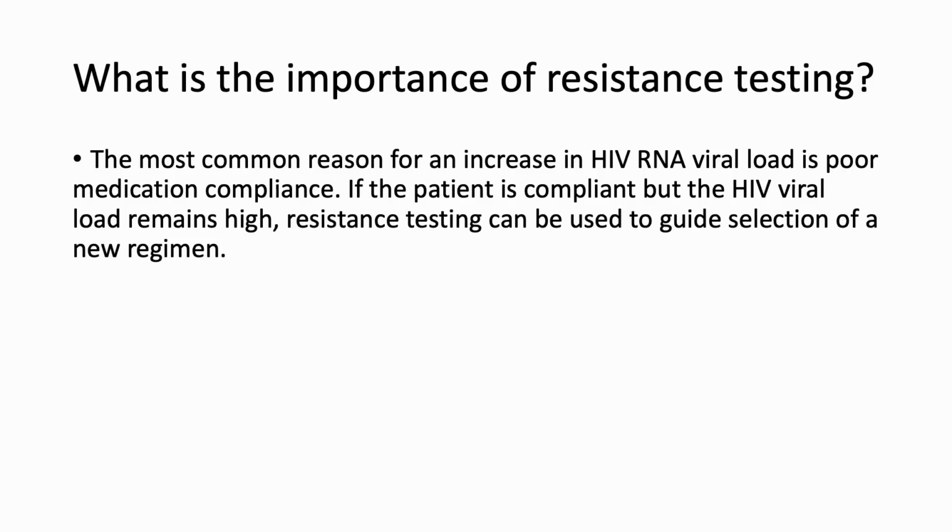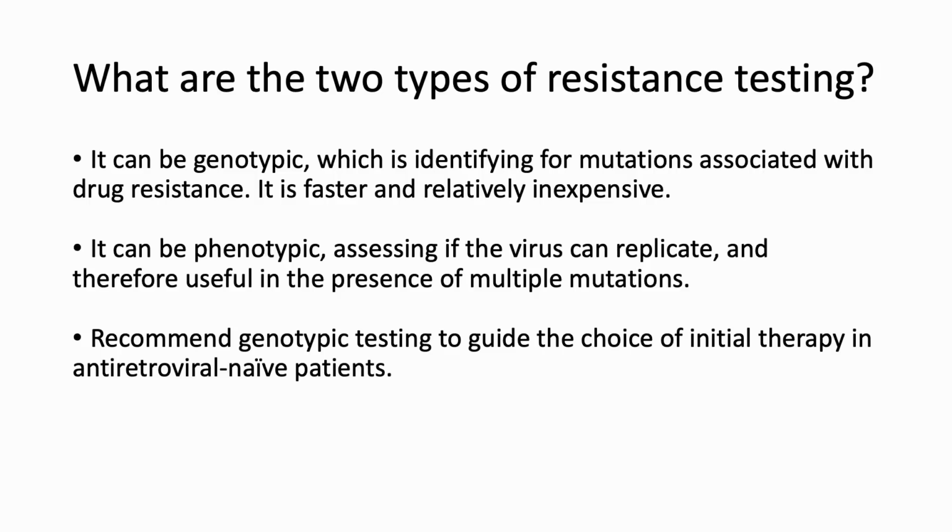Now that we have started the patient on an HIV regimen, we also have to keep in mind resistance. The most common reason for an increase in HIV RNA viral load is poor medication compliance. If the patient is compliant, but the HIV viral load remains high, resistance testing can be used to guide selection of a new regimen. Drug resistance testing involves genotyping or phenotyping of resistance in the patient's viral strains.